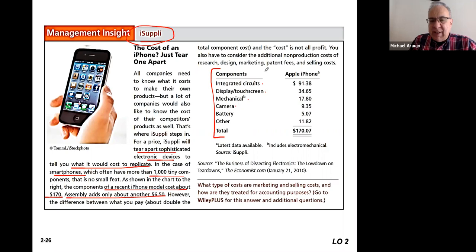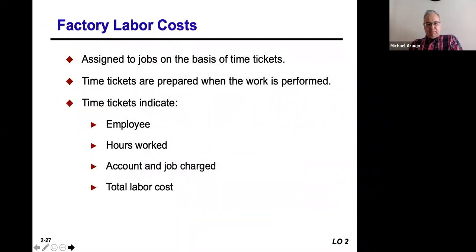But what it doesn't tell you is all the additional costs that are not production oriented. Research, design, marketing, and selling costs are not included. But it does give you the very specific cost components of the particular iPhone. And this is extremely important if you want to compete, because you need to make sure you're competitive on costs. Otherwise, you're not going to be able to sell what you want to make. So it's very interesting how important costs are.